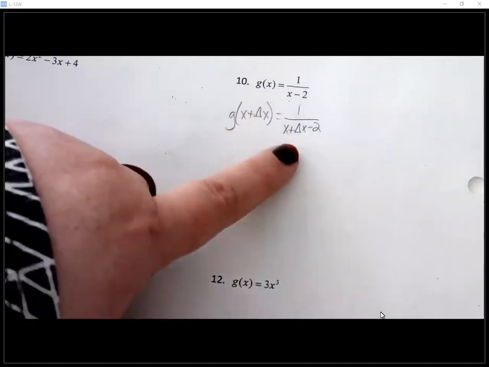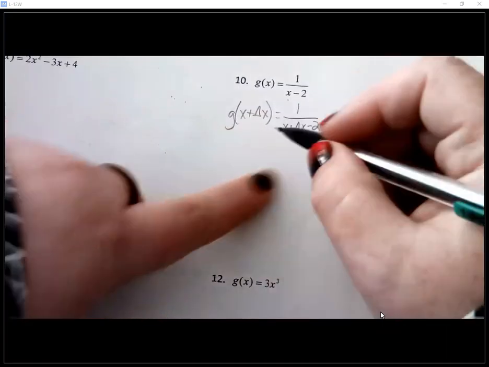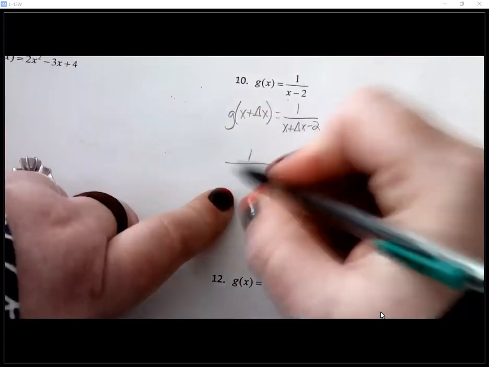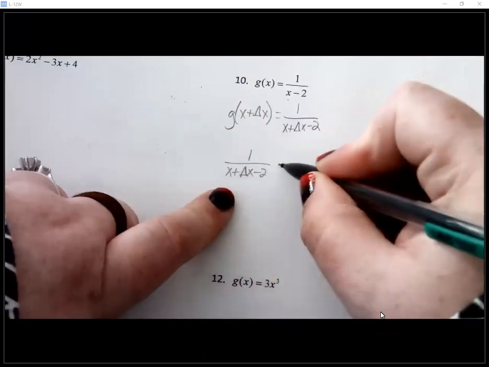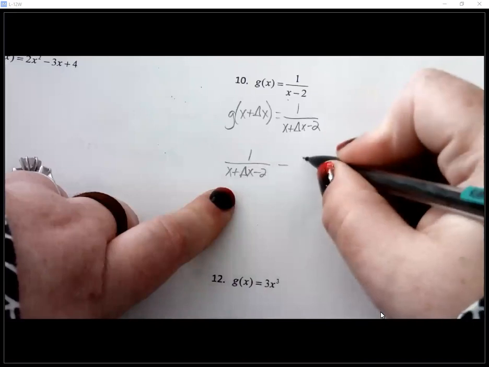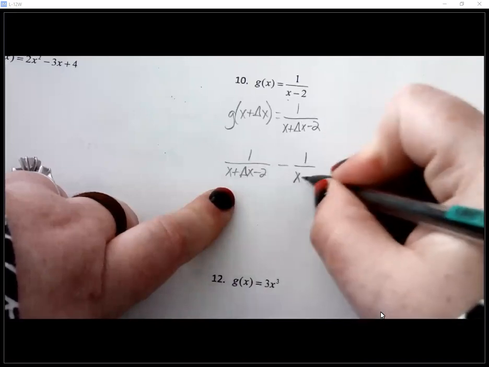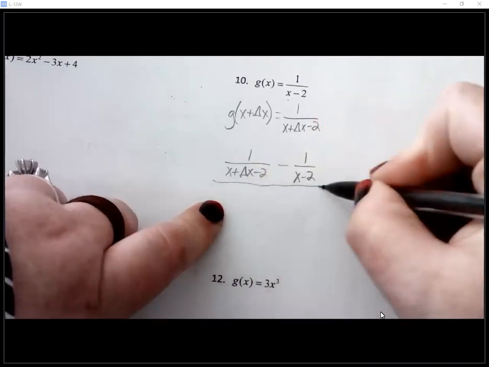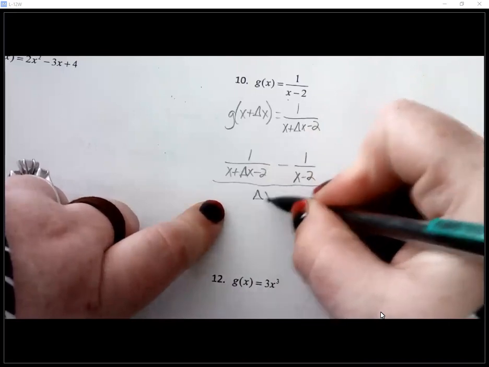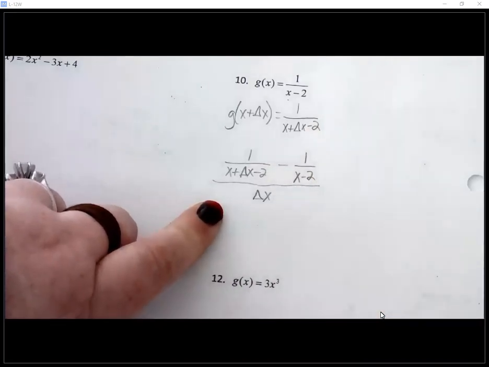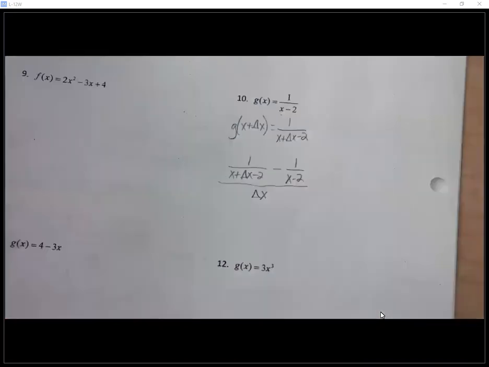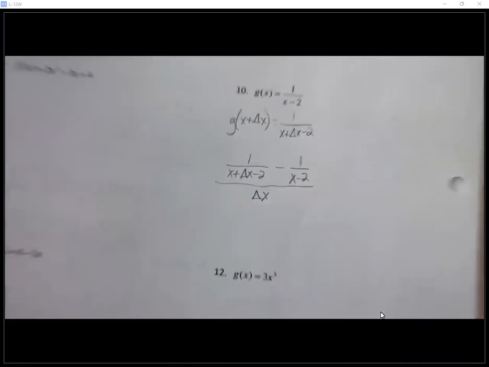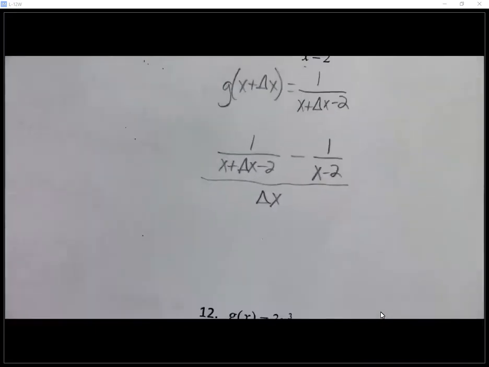All right, let's take that 1 over x plus delta x minus 2. And I need to now subtract the original function, which was 1 over x minus 2. The whole thing has to be divided by delta x. So now I'm here. Were you here too? Okay. So, oops, I went the wrong way. I want to zoom in a little bit. All right, now I have this complex fraction.